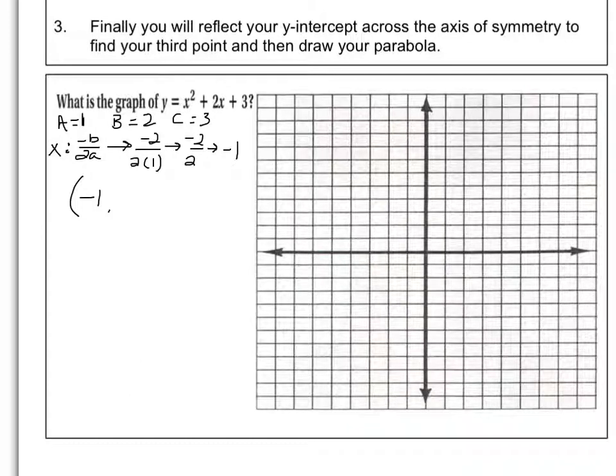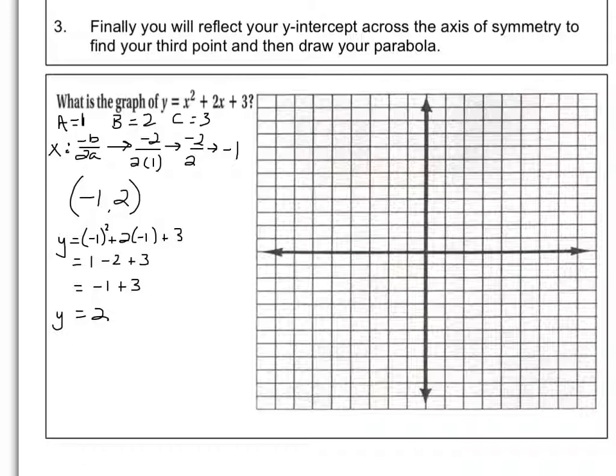Now what I'm going to do is plug in that x value to find y. So I'm going to plug in the negative 1 for x. Negative 1 squared plus 2 times negative 1 plus 3. Negative 1 squared is 1. 2 times negative 1 is negative 2, plus 3. 1 minus 2 is negative 1. And negative 1 plus 3 is going to be 2. So my ordered pair for the vertex is negative 1, 2.